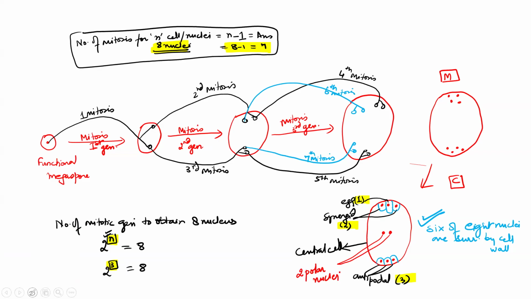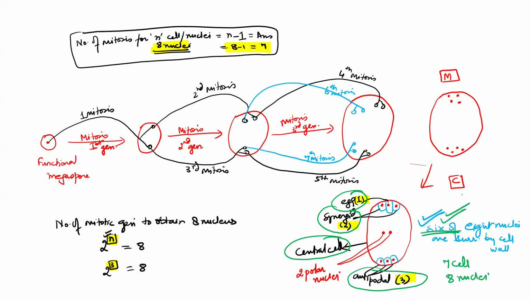So how many cells are there in total? Focus carefully. You will find 1 egg cell, 2 synergid cells, 3 antipodal cells and 1 central cell. So this is the mature embryo sac, which is 7 cells but 8 nuclei. And the cell wall is laid around how many nuclei? Only 6.